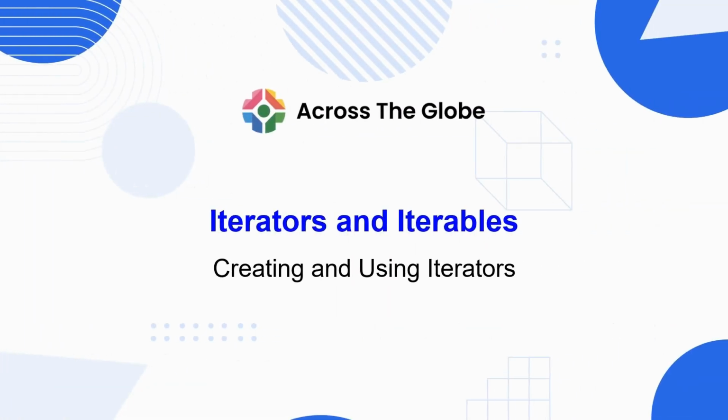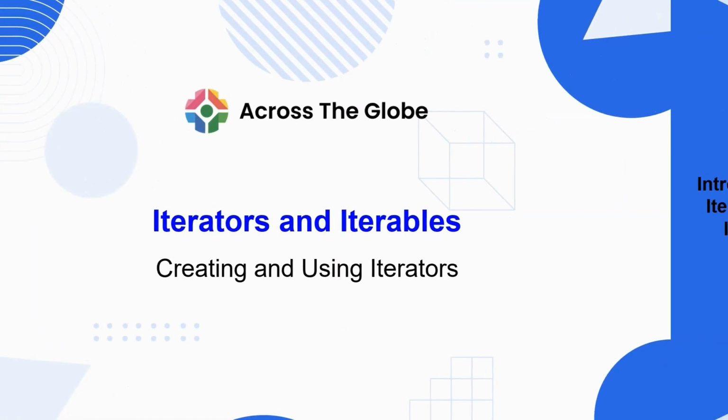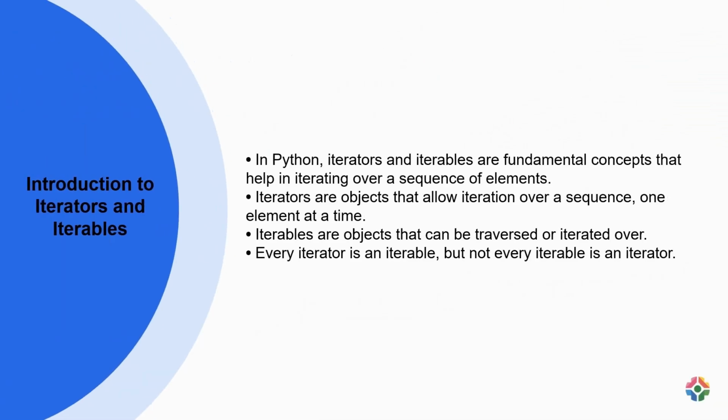Today we will learn about iterators and iterables. Iterators and iterables are key concepts in Python for iterating over a sequence of elements. Iterators are objects that permit traversing a sequence item by item. On the other hand, iterables are objects over which iteration can be performed.